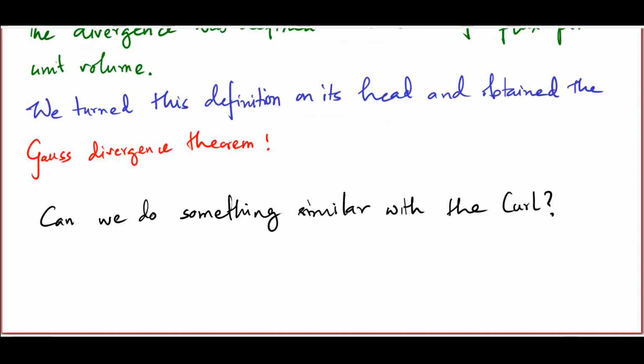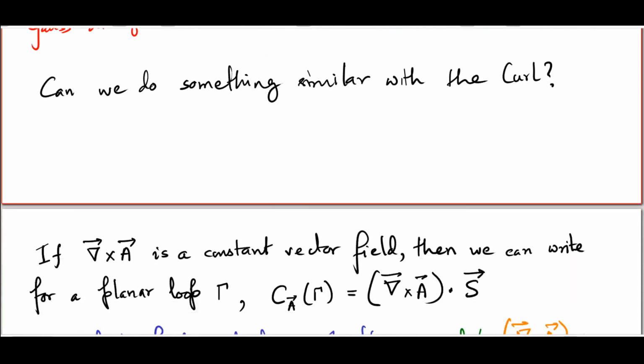Now, given the fact that curl of A's projection in the direction of n hat happens to be the limiting value of the circulation of A about a planar loop divided by the area of the loop, it is obvious that if curl of A is a constant vector field, then for a planar loop gamma, we can always write the circulation of the vector field A about the loop gamma as simply curl of A dotted with the area vector. Here S vector is basically the area vector denoting the flat surface bounded by the loop gamma.